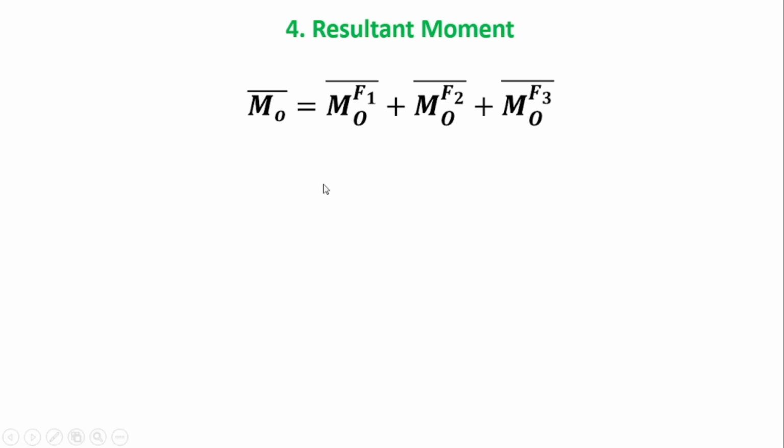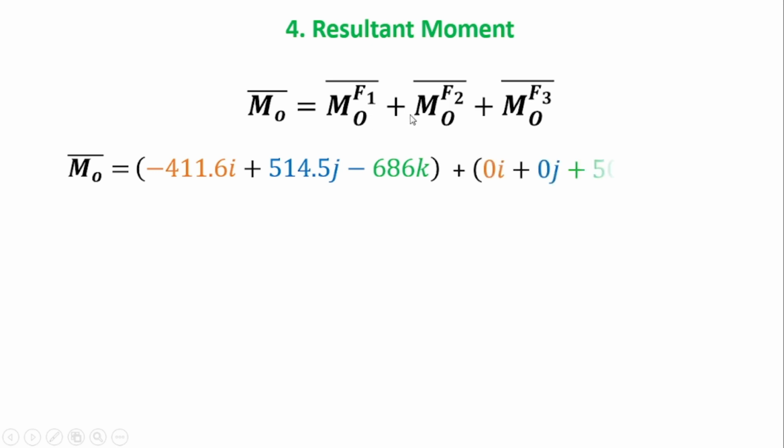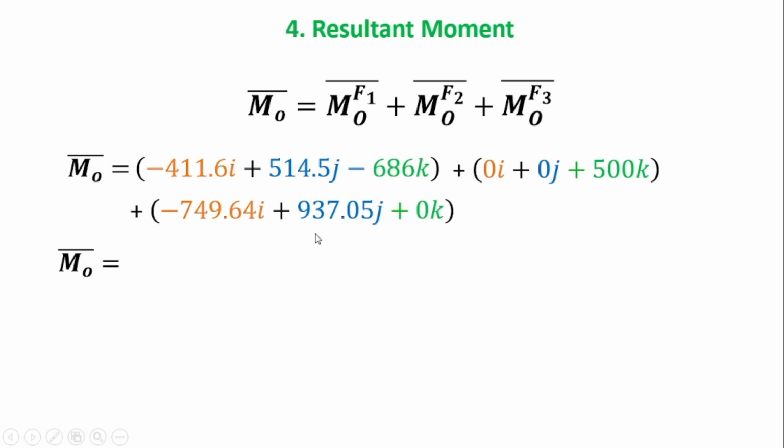Then last step will be resultant moment. Resultant moment is the addition of all the moments. So moment about O is equal to moment created by force F1 about O plus moment created by force F2 about O plus moment created by F3 about O. So addition of all these vectors. To do the addition, we'll add the i terms first. Orange terms will be added first: minus 411.6 plus 0 minus 749.64. So this is the i term.